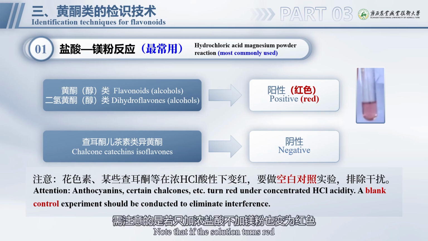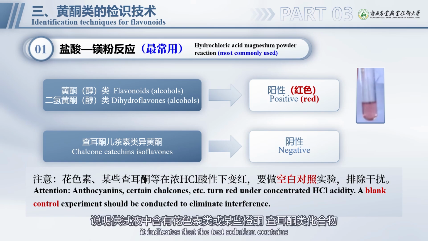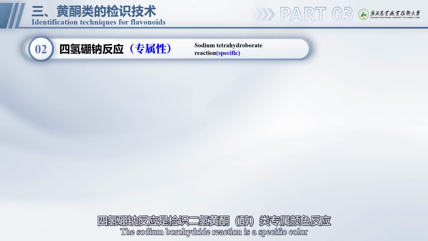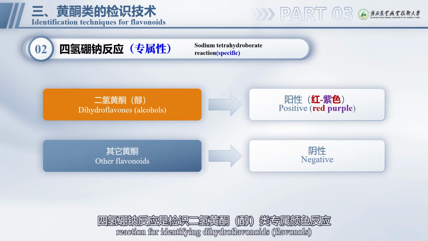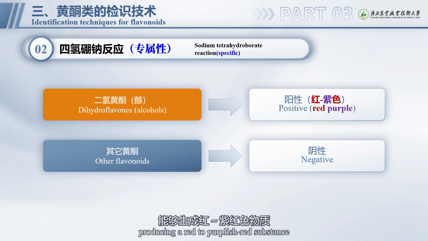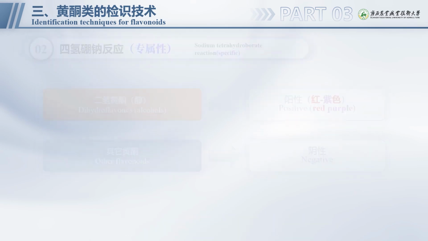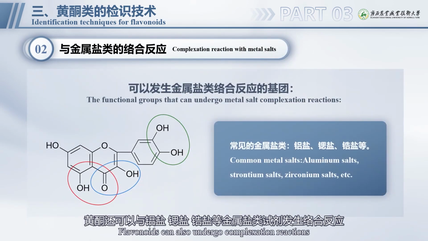Note that if the solution turns red even when only concentrated hydrochloric acid is added without magnesium powder, it indicates that the test solution contains anthocyanins or certain orange chalcone compounds. The sodium borohydride reaction is a specific color reaction for identifying dihydroflavonols, producing a red to purplish red substance. Flavonoids can also undergo complexation reactions with metal salt reagents such as aluminum salts, strontium salts, and zirconium salts.